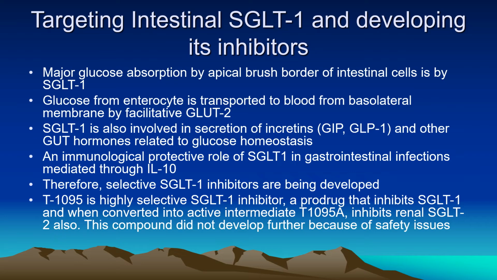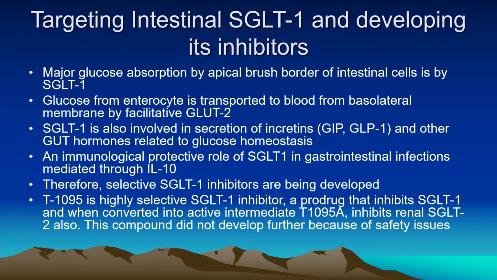SGLT1 is also involved in secretion of incretins, that is GIP and GLP1, and other gut hormones related to glucose homeostasis. Even its role as an immunological protective mechanism has also been proposed, and this may be useful in the treatment of gastrointestinal infections which are mediated through interleukin 10. Now, in view of these facts, selective SGLT1 inhibitors are being developed.